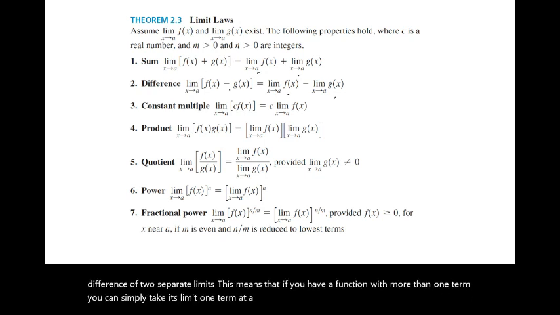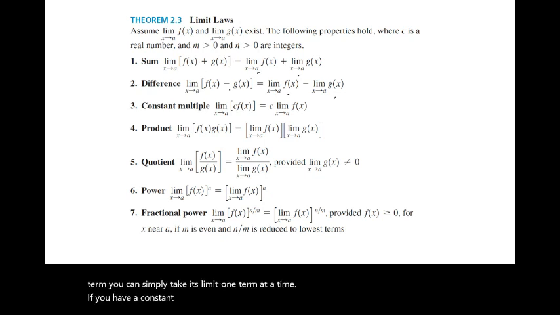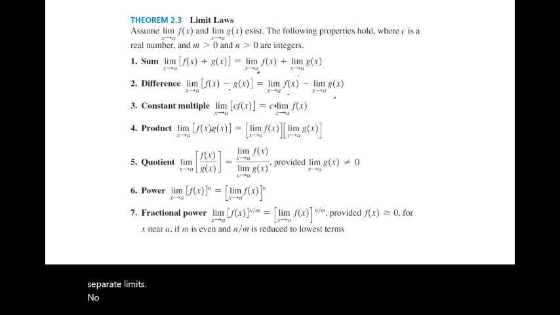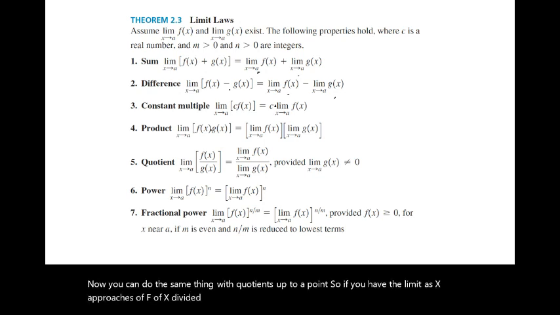If you have a constant multiple inside of a limit, it can come out of the limit and be written outside as multiplication. If you have a product of two functions inside of a limit, you can write it as the product of two separate limits. Now you can do the same thing with quotients up to a point. If you have the limit as x approaches a of f of x divided by g of x, you can break this up into the limit as x approaches a of f of x divided by the limit as x approaches a of g of x.